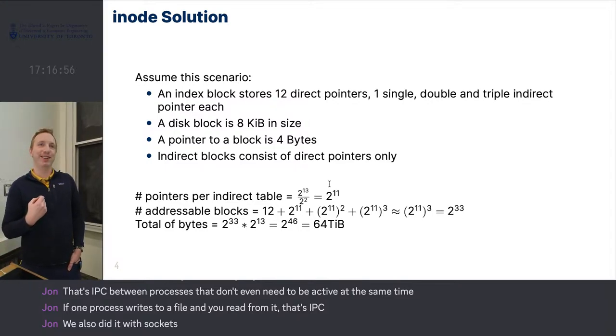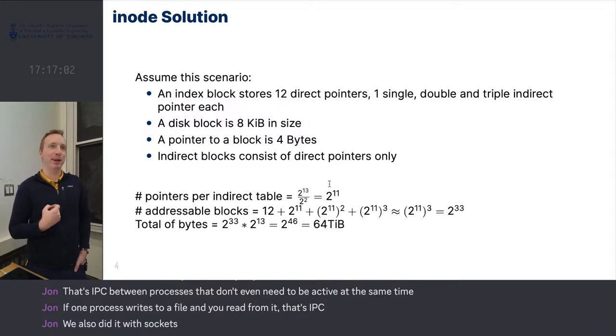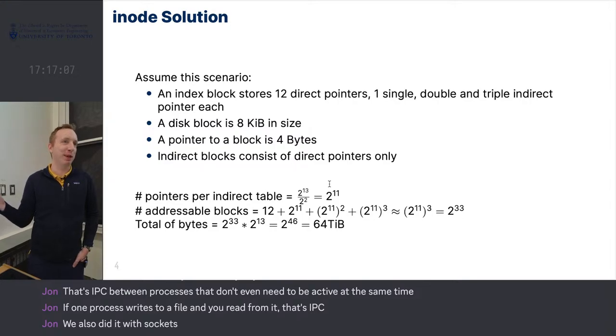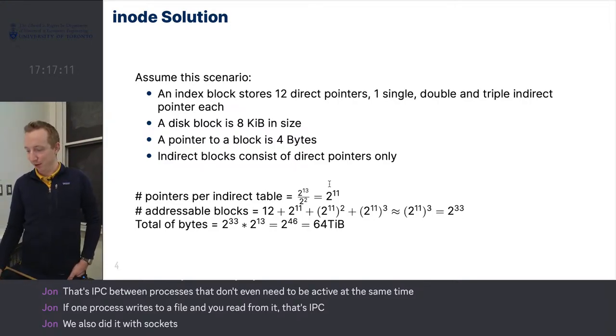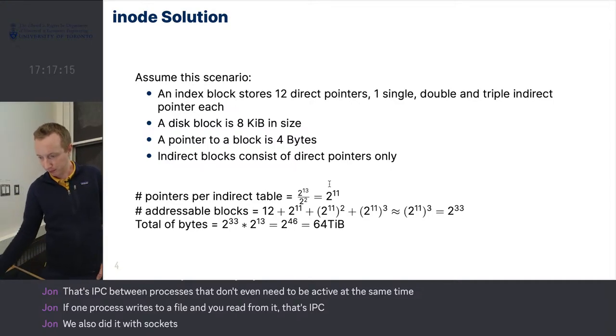Yeah, question? I feel like 64 terabytes is a lot. How do we surpass that? Models get pretty big, but yeah, 64 terabytes per file should be enough for quite a while. Probably more than 5 years. This has been around for, I don't know how long, a very long time.